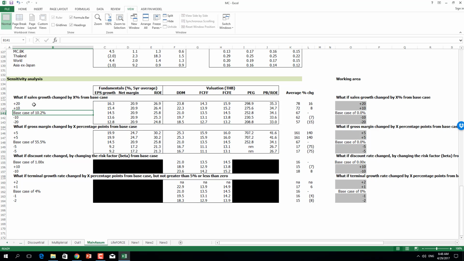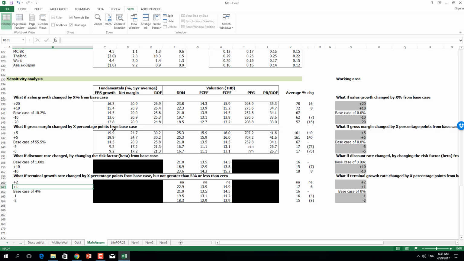In other words, we added 20 percentage points. How would that impact the earnings growth, the ROE, the net margin of the company? And how would that impact? So this is the company's fundamentals over the next 5 years, and this is the company's valuation over time. So the first two relate to changing sales growth and changing gross margin. The next two relate to what if the discount rate changed and what if the terminal growth rate changed.